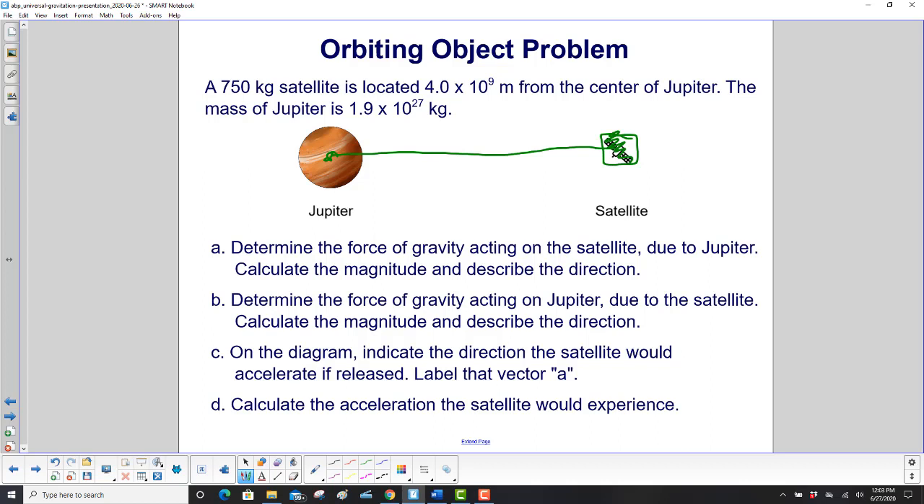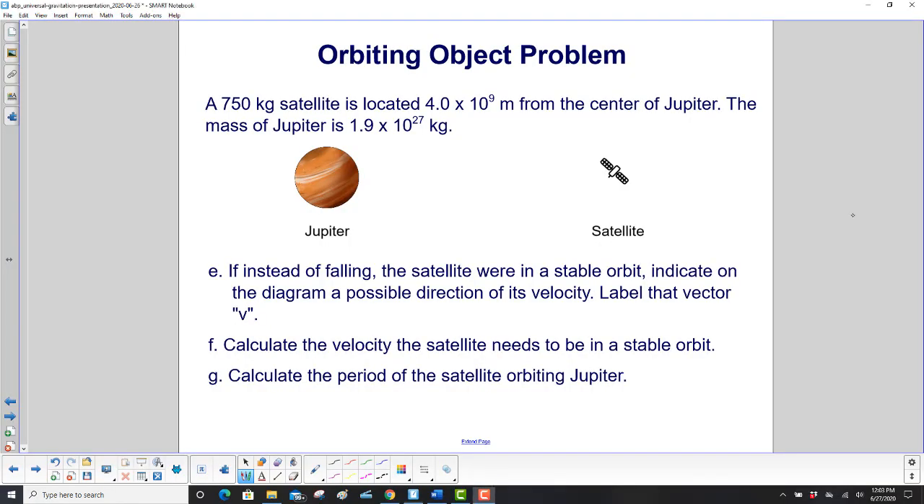Label that vector A. Then calculate the acceleration that that satellite would experience in the unlikely way that we just stuck it up there. Now, instead of letting the satellite fall by somehow just sticking it up there with no other velocity, it was in a stable orbit. Indicate on the diagram a possible direction of its velocity. Label that vector V. Then calculate the velocity that the satellite needs to be in that stable orbit. And finally, calculate the period of the satellite orbiting Jupiter.